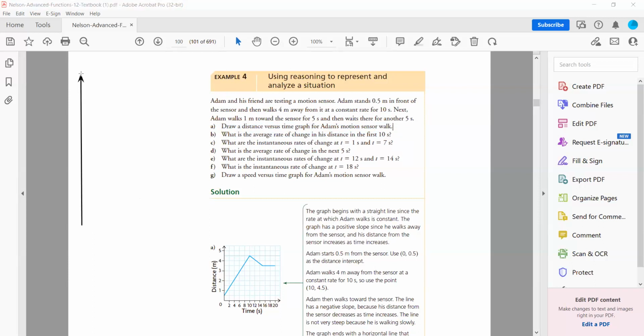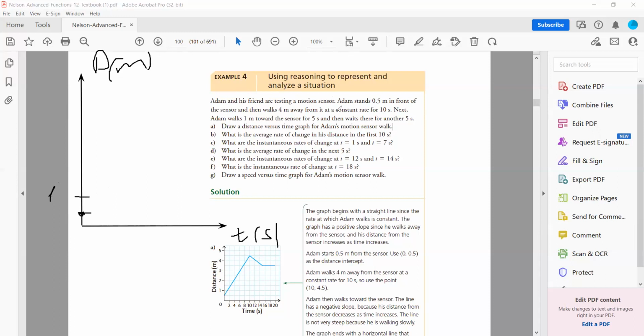Again, we don't need negative time. We're just going to use positive time and positive distance. Distance in meters and time in seconds. So Adam stands half meter in front of the sensor. So if this is the scale for distance, let's say this would be 1 meter. So half meter is here. So we start at moment of time 0, half meter away. So this would be our starting point.